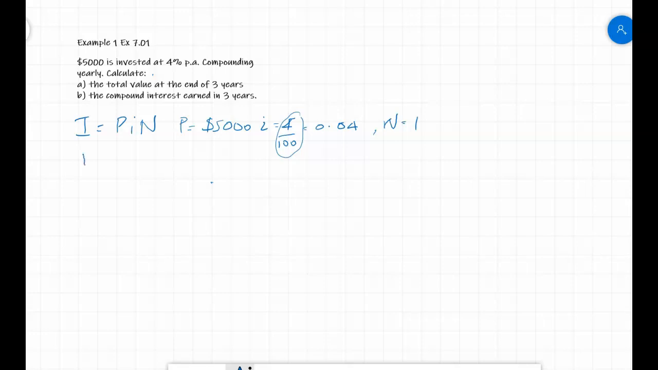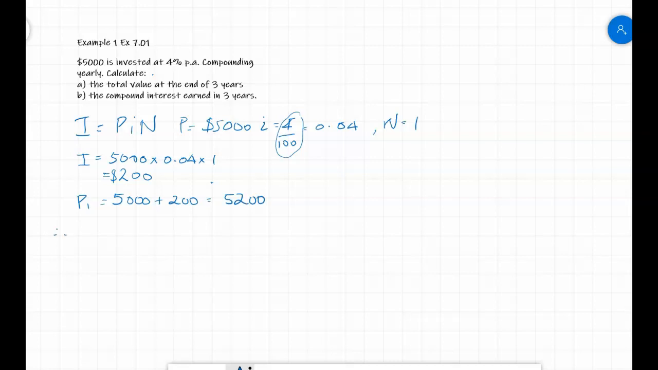So the first interest is equal to 5,000 times 0.04 times 1, and that gives me interest, after I put it in my calculator, of $200. We're going to go again, but now my new principal, so that's at the end of 1 year, my new principal is equal to 5,000 plus 200, gives me 5,200.